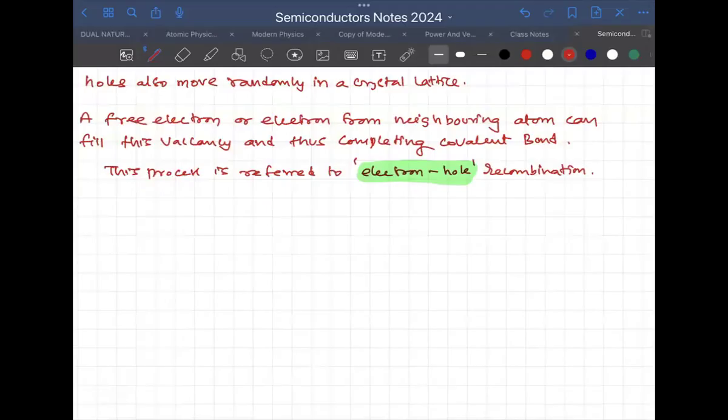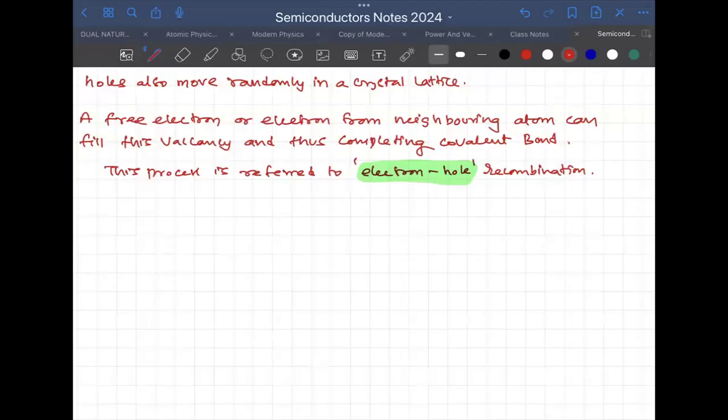At a given temperature, two things will happen in the crystal. One, electron hole generation, and two, electron hole recombination. And remember, at equilibrium, the number of generations and the number of recombinations must be the same. Why? At a given temperature, the number of free electrons per unit volume is a fixed value. So to make it a fixed value, these two must balance.